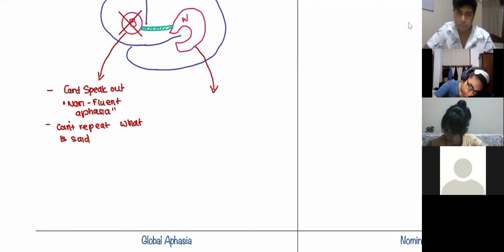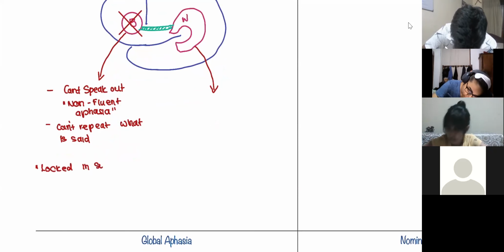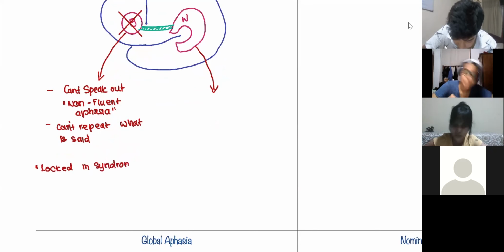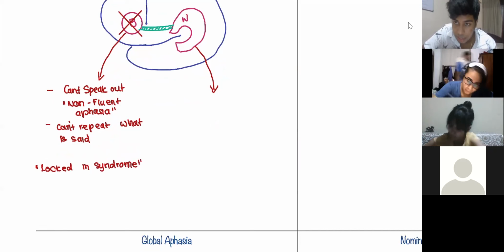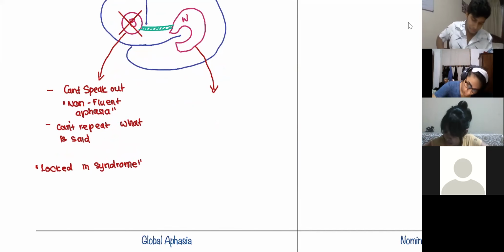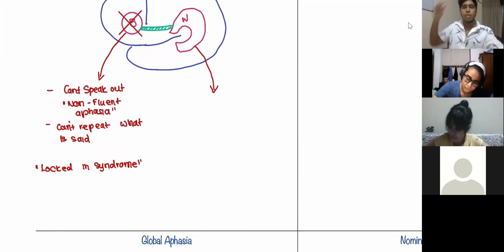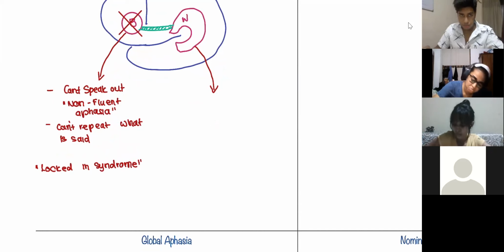Do you guys remember a syndrome called locked-in syndrome? Do not think this is a cause of that. Can someone tell me what happens there? Can someone tell me what happens in locked-in syndrome?